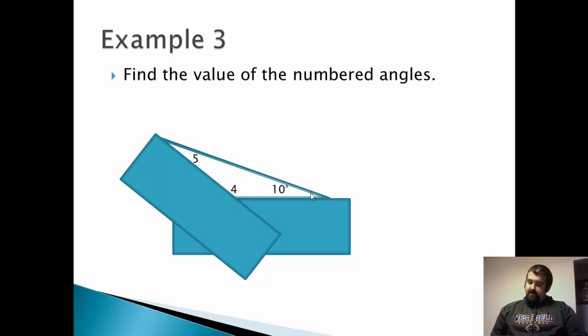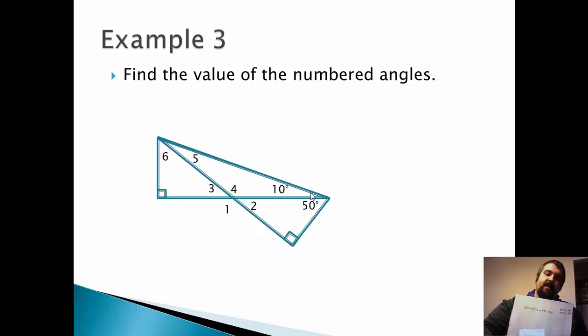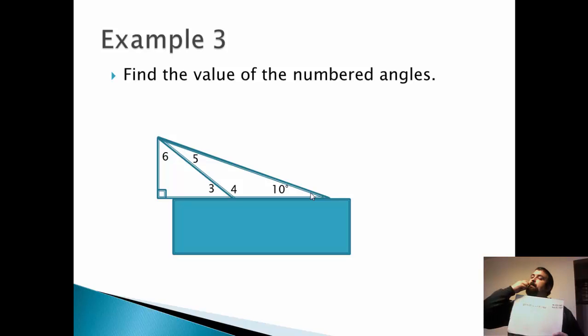So I've now got 2 of the 6 done. So measure of angle 4 is 140. The next triangle that I want to look at is actually going to be this one. In particular, what I'll be looking at is angle 3 here. Why? Because it's the exterior angle of this first triangle that we were looking at.